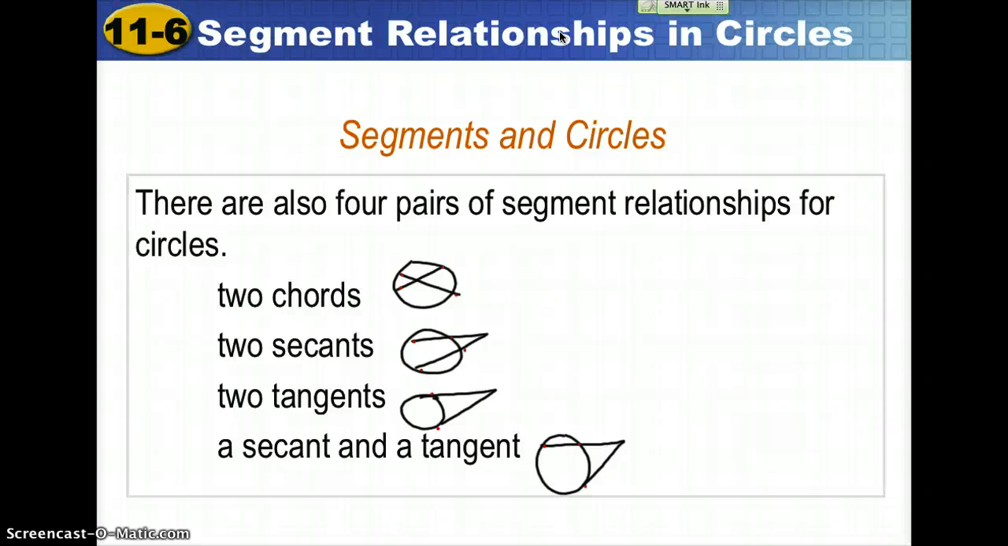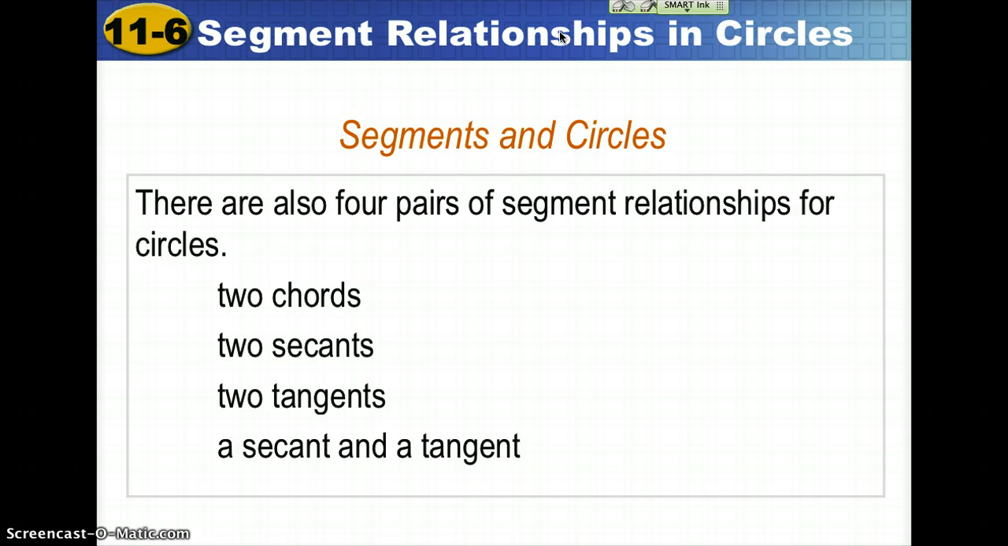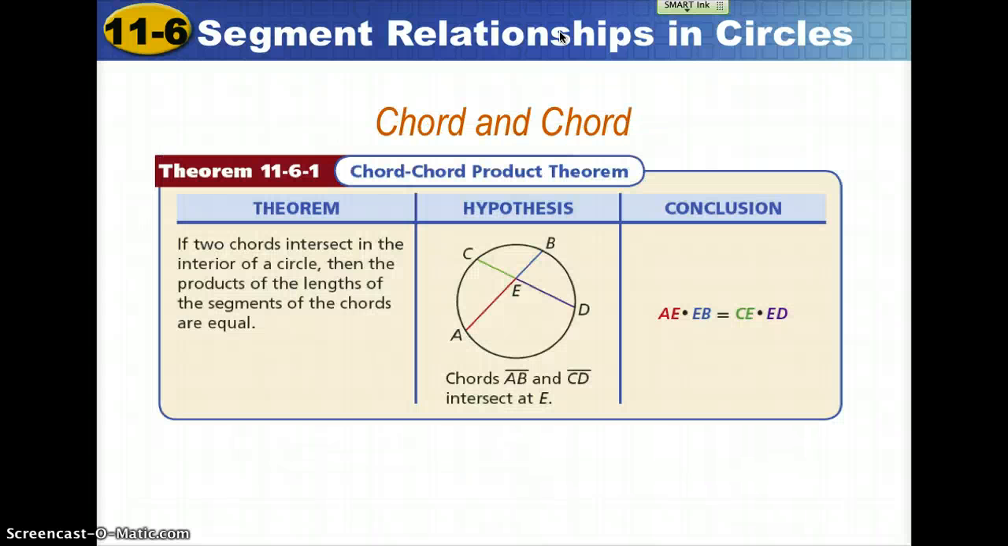The first one that we're talking about today comes on your note sheet, and it says chord and chord. It's in the top left corner on one of the sides. It says chord and chord. Here's what it says. If 2 chords intersect in the interior of a circle, then the products of the lengths of the segments of the chords are equal. Oh my gosh. Too much. Here's how it works.